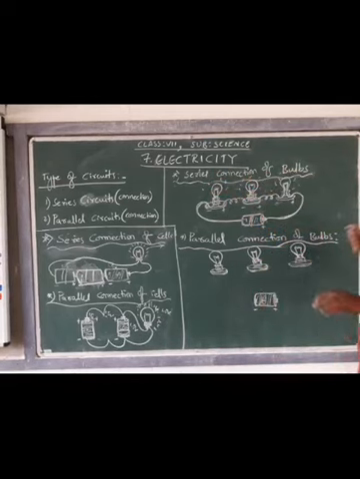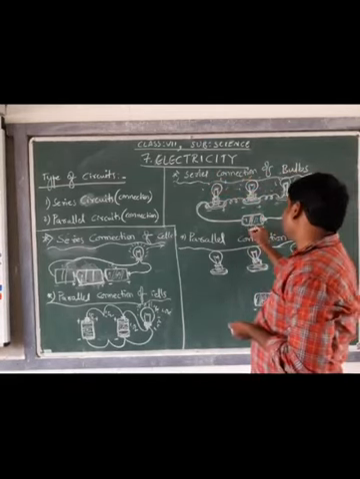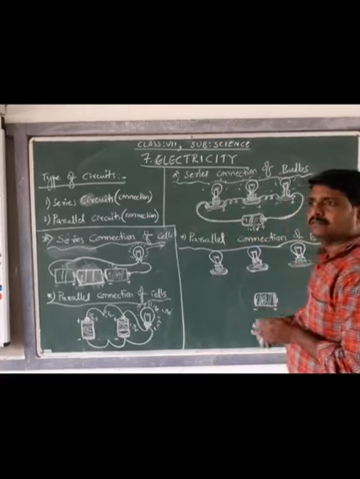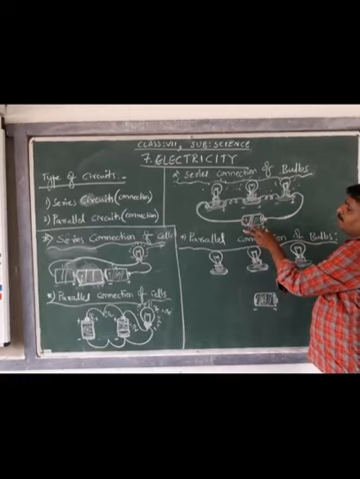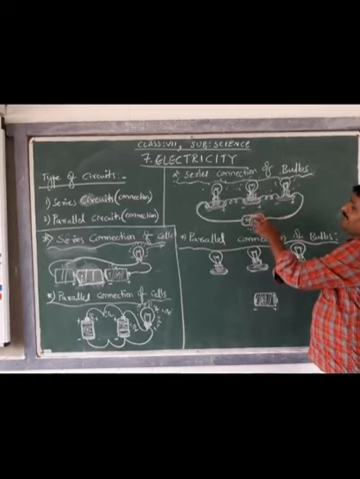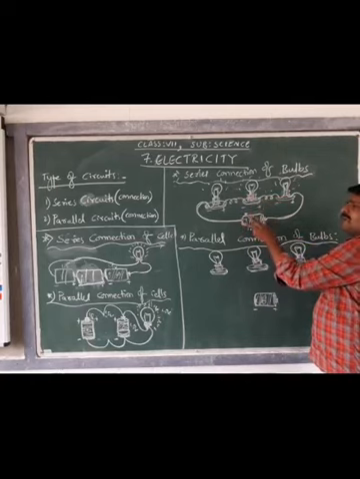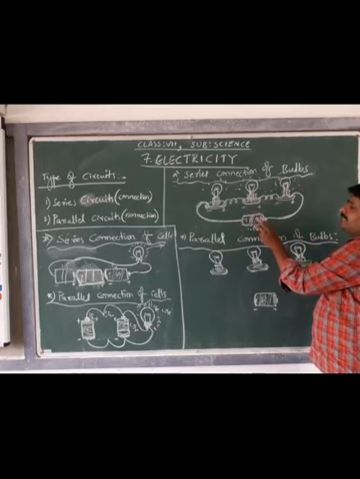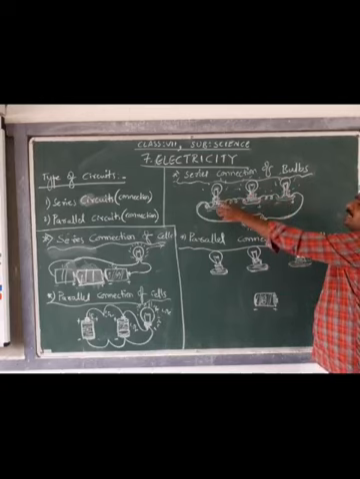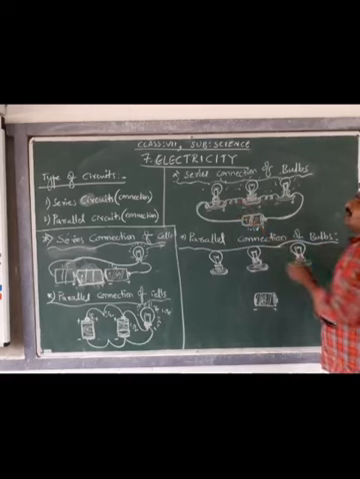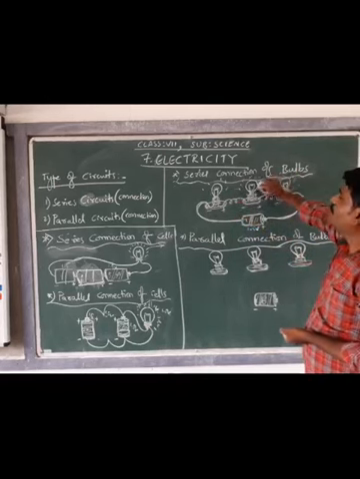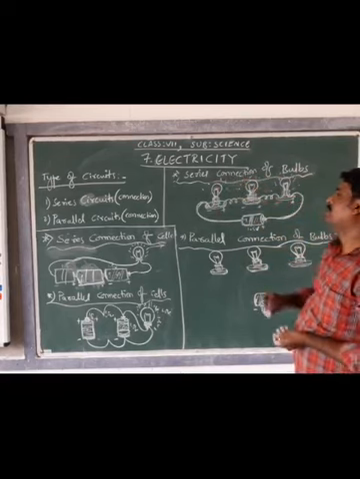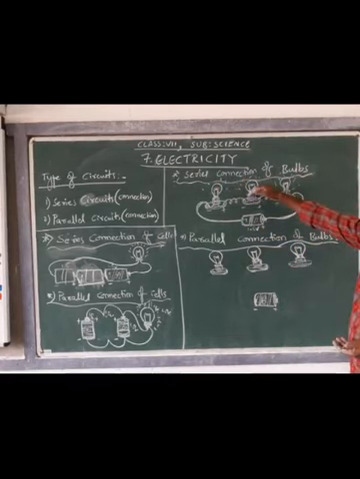Okay. Now, in this case, if I am using this 1.5 volt battery, the voltage is split among these three bulbs, and the glowing intensity of the bulbs is also very low compared to a single bulb.